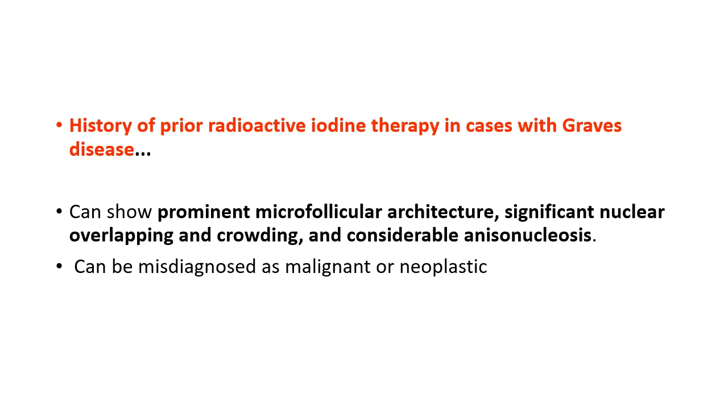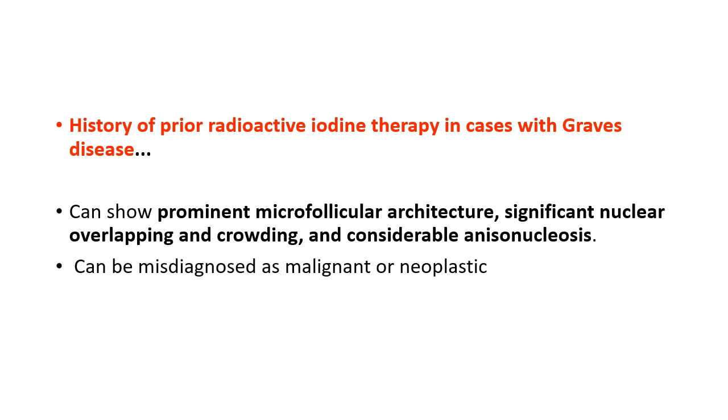Some cases may have got prior radioactive iodine therapy. So it is important to take this history of radioactive iodine therapy in patients with Graves' disease because in these patients there can be prominent microfollicular architecture, significant nuclear overlapping and crowding, considerable anisonucleosis can be seen in these cases, and they can be misdiagnosed as malignant or neoplastic. So history is important. Treatment history is important in these cases.